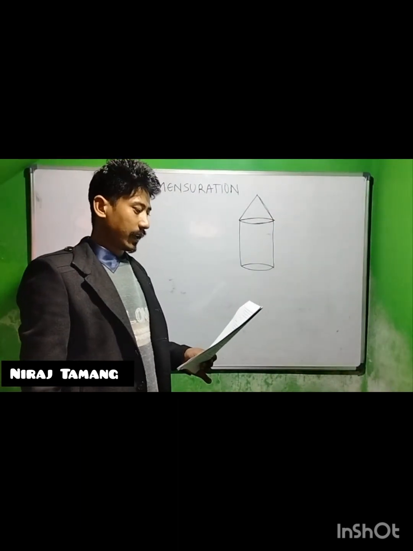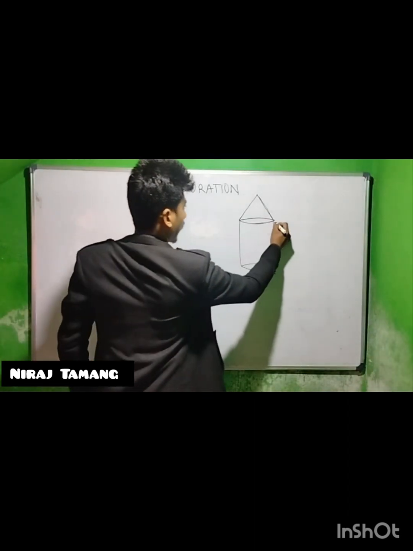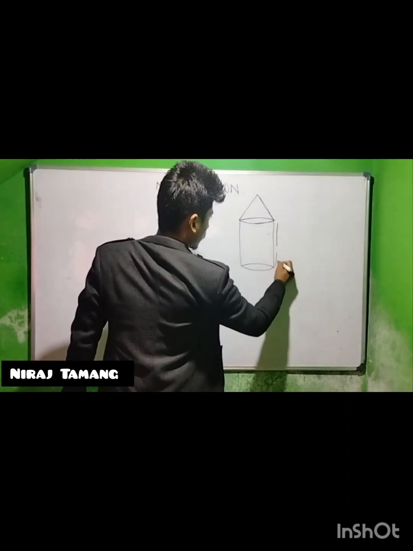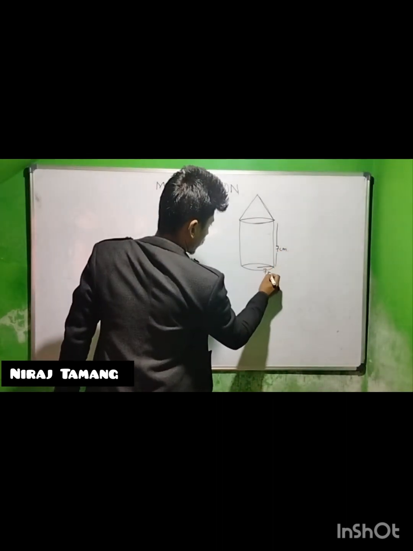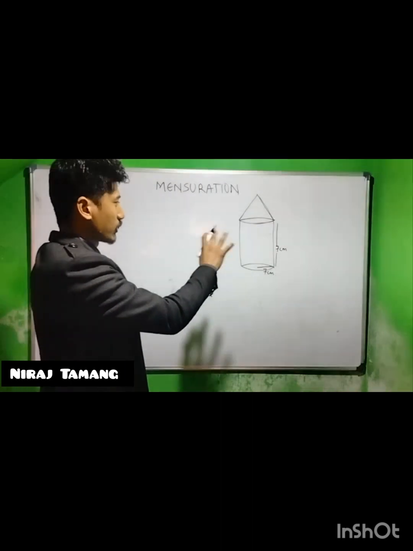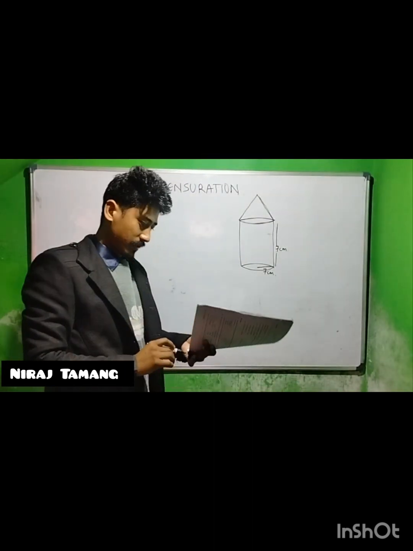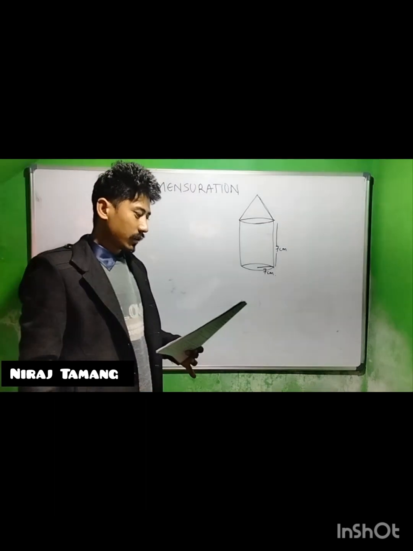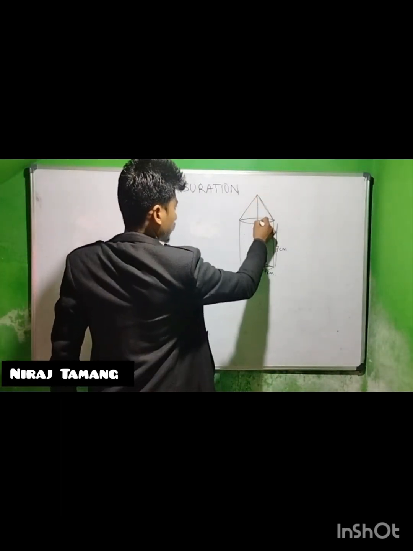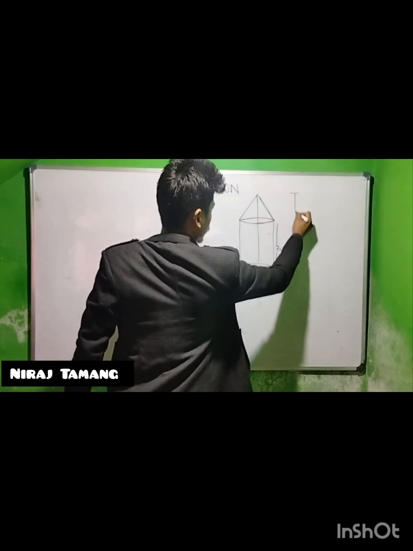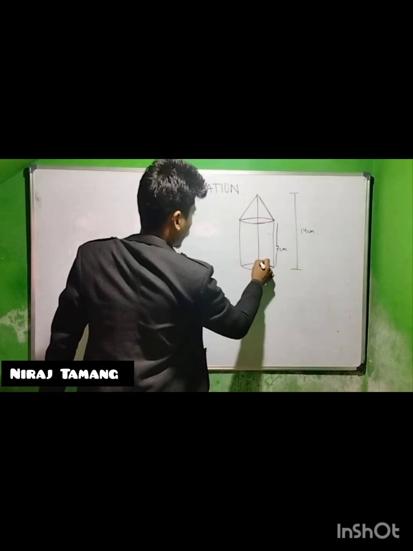If the height and radius of the cylindrical part are 7 cm each, so the height of the cylindrical portion is 7 centimeter and the radius is also 7 centimeter, which doesn't look equal, but in the diagram we can consider they are equal, 7 centimeter. And the total height of the tent is 14 centimeter. Total height, that means from here to here, is 14 centimeter.